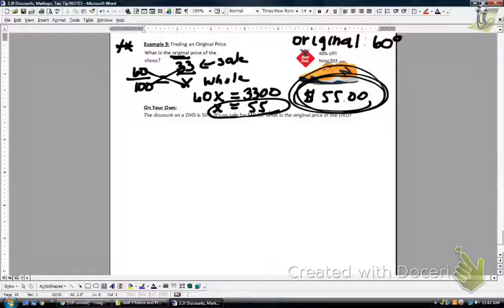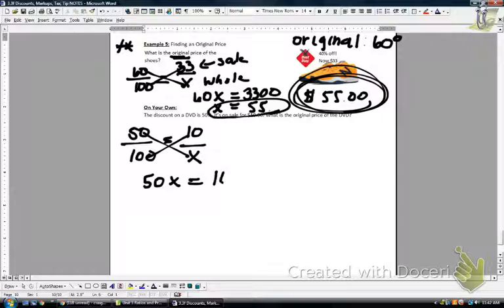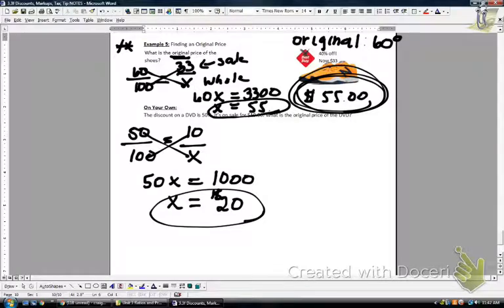Alright, then the last one, the discount on a DVD is 50%. It's on sale for $10. What is the original price of the DVD? If the sale price is 50%, then the original price is also 50. But then my sale is 10, and original is what I'm trying to find. Cross the equal sign and multiply. Divide both sides by 50, and you get $20. So the original price is $20.